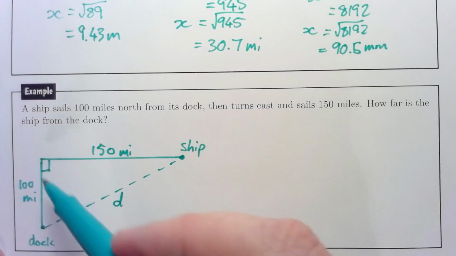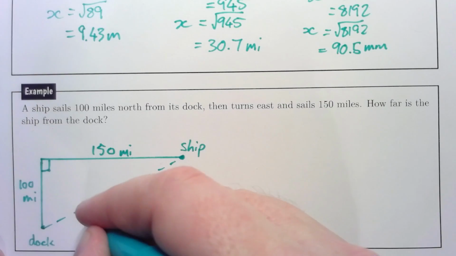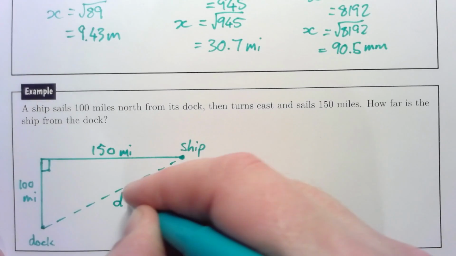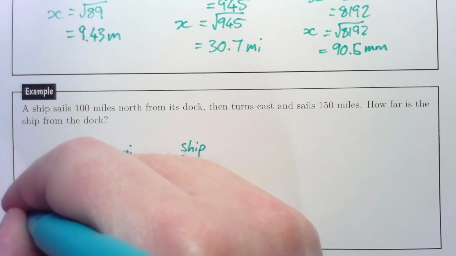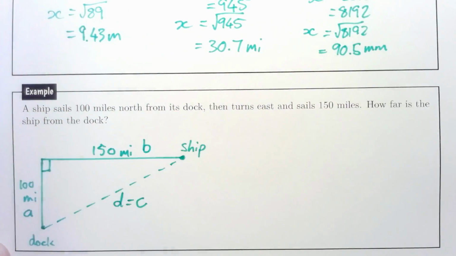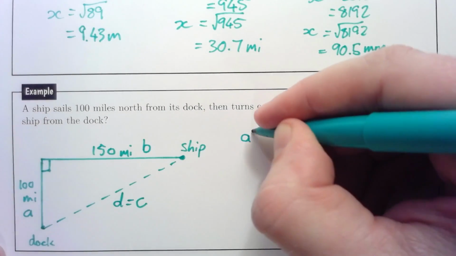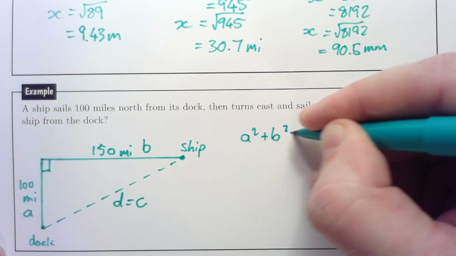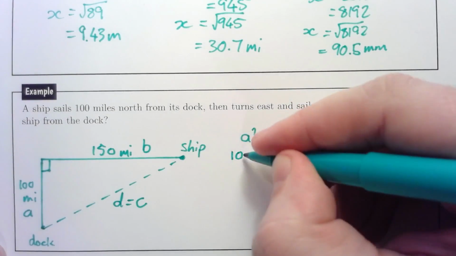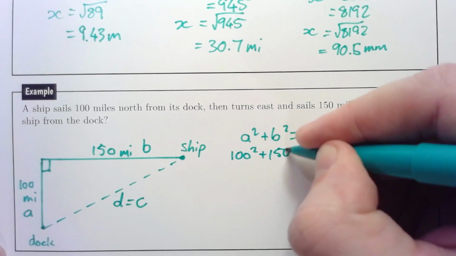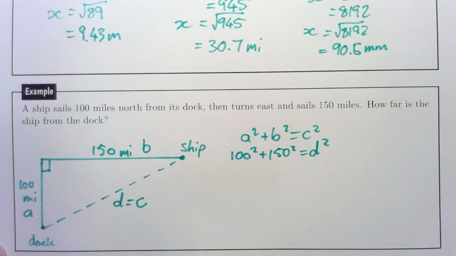So let's take the same approach now because we have our right triangle. So let's call, well, this will be our hypotenuse. So this is both D and it's also C. This one here can be A, and this one here can be B. So we know that A squared plus B squared equals C squared. That means for this particular triangle, 100 squared plus 150 squared equals D squared, where D is our distance.